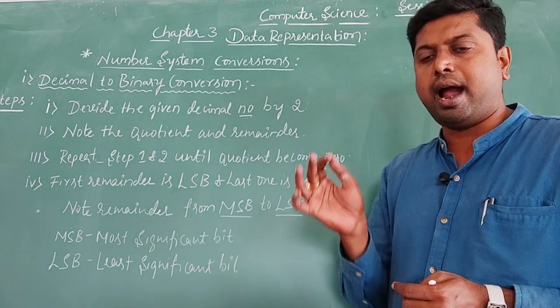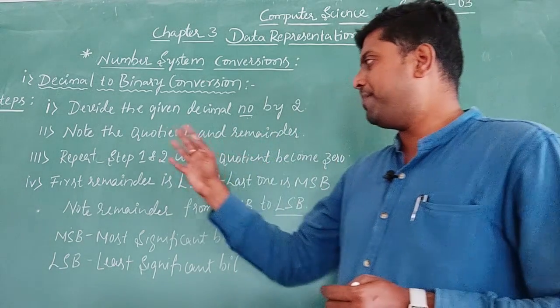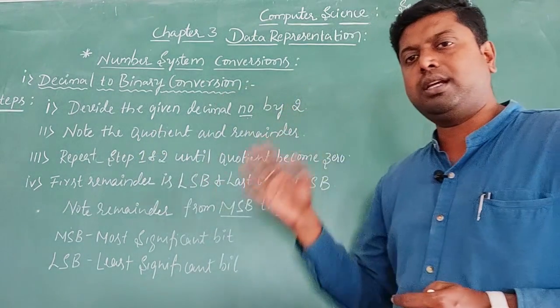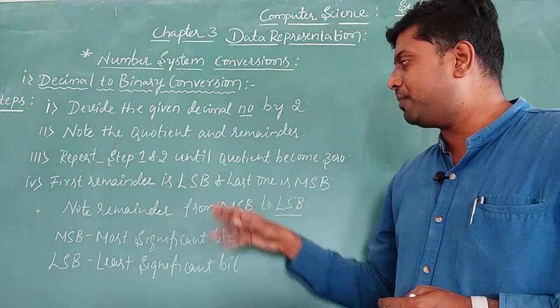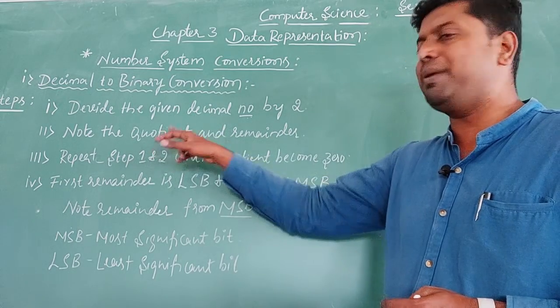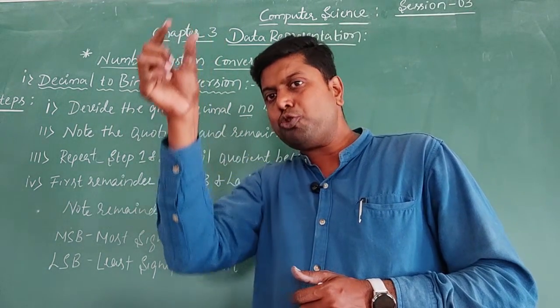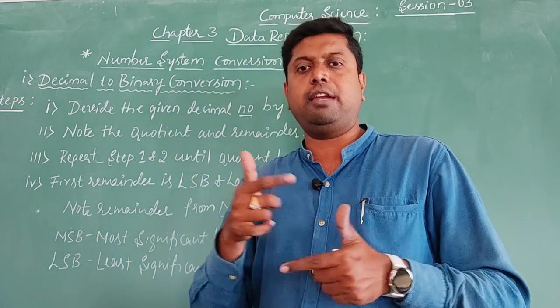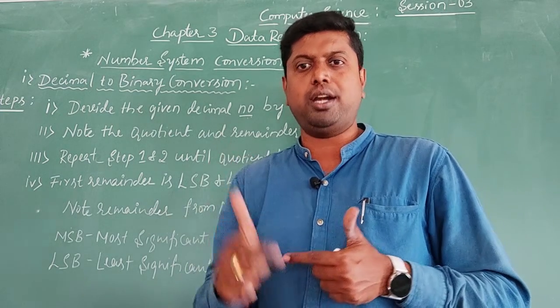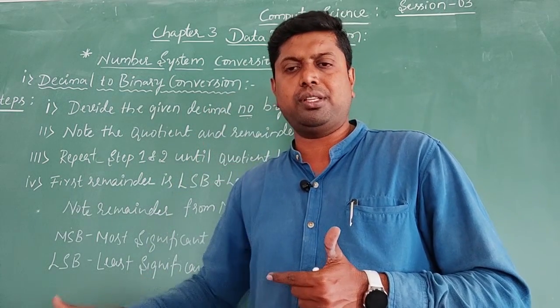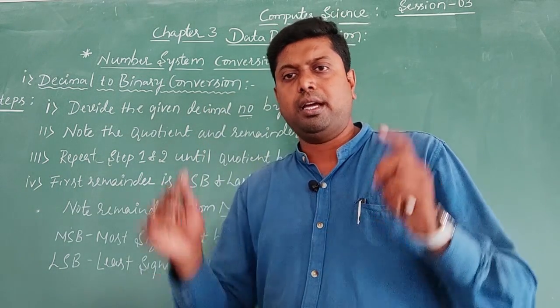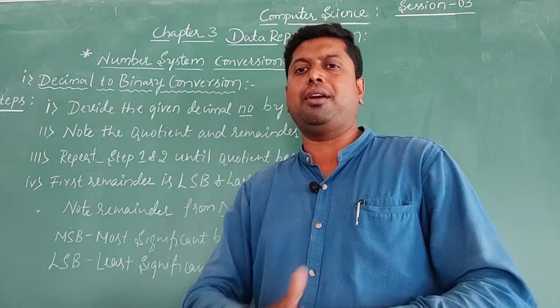Note the quotient and remainder. Step number 3, repeat step number 1 and step number 2 until the quotient becomes 0. Until the quotient becomes 0, again and again we have to repeat steps 1 and 2, however many iterations happen. For that we do a simple calculation.